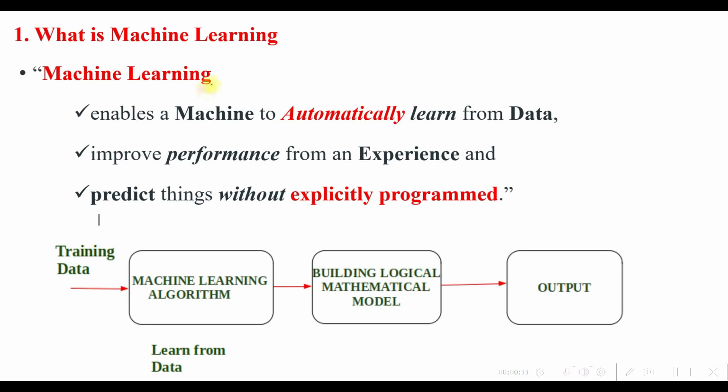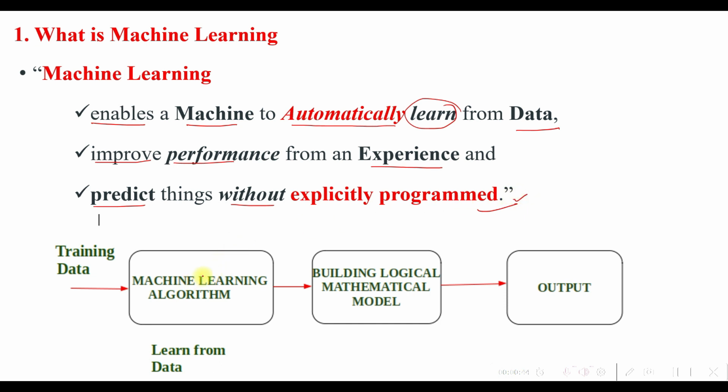In this lecture, we'll see what the definition of machine learning is and what the different applications of machine learning are. So coming to the definition, machine learning enables a machine to automatically learn from the data, improve its performance from experience, and predict new things without explicit programming. Simply, it is called machine learning. That means the machine is going to automatically learn from the data, improve the performance from experience, and predict things without explicit programming.